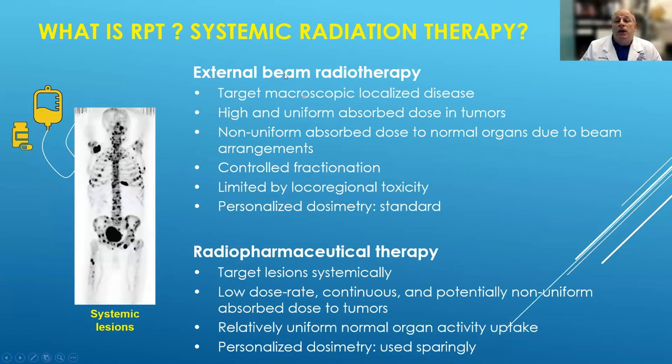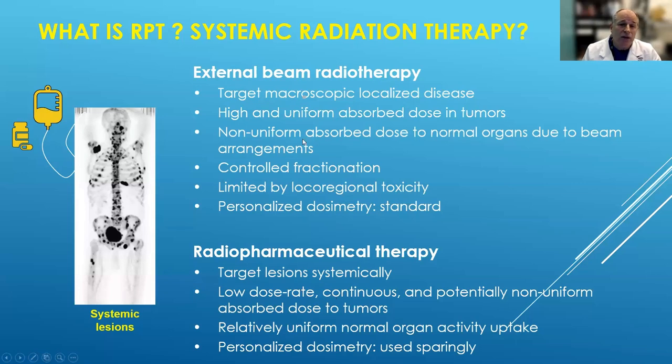Since it's systemic radiotherapy, it has some analogies to external beam, but it also has some differences. For example, obviously in external beam, you target one or several tumors and not systemically. There's a relatively high dose rate that's given by your machine. The absorbed dose to tumors is almost always uniform unless it's designed otherwise, whereas with radiopharmaceuticals, the dose rate is much lower and potentially non-uniform absorbed dose to tumors, as different areas can pick up different amounts of activity.